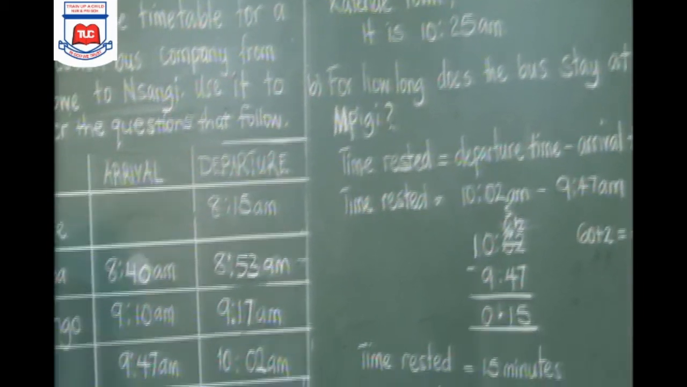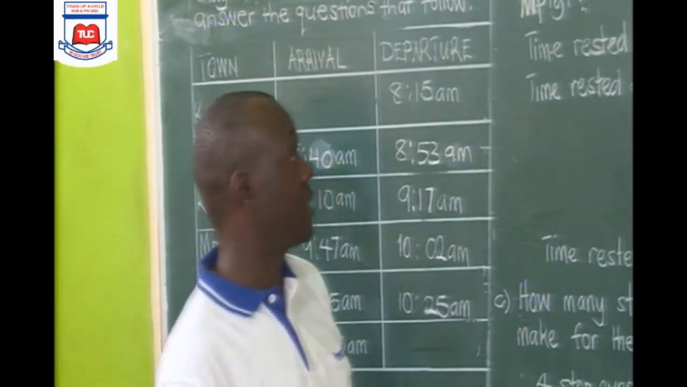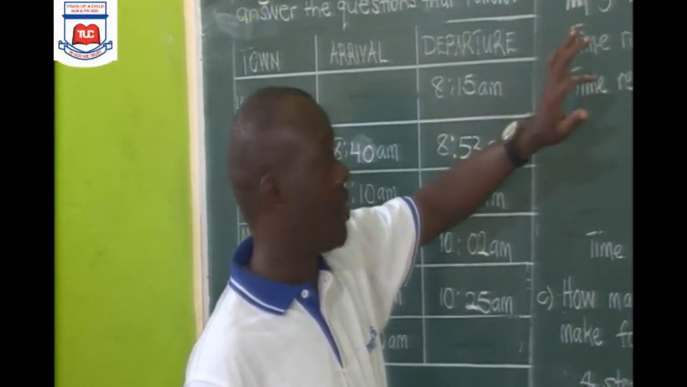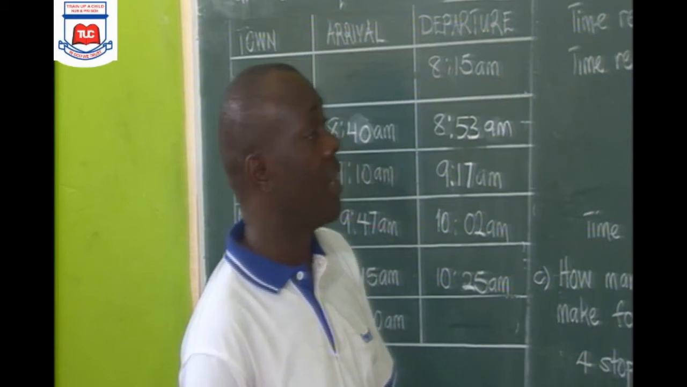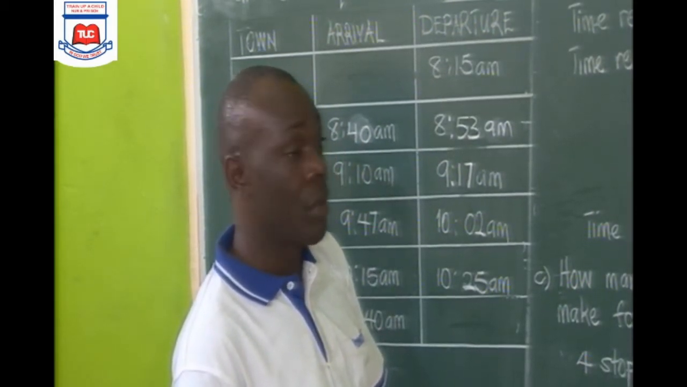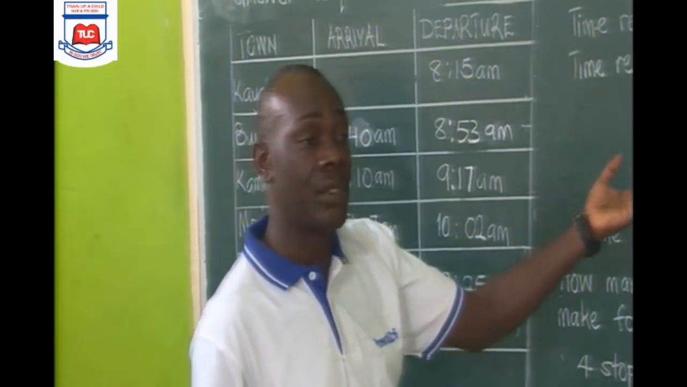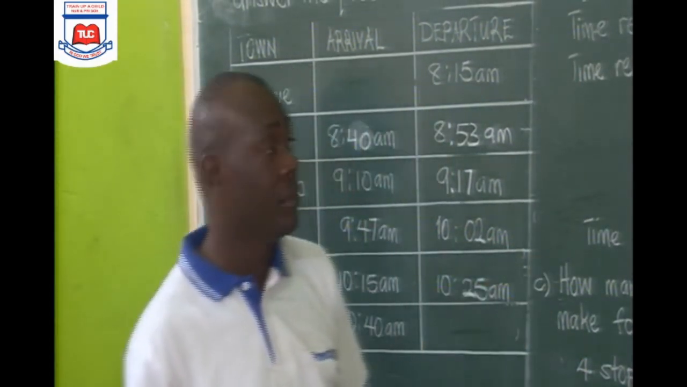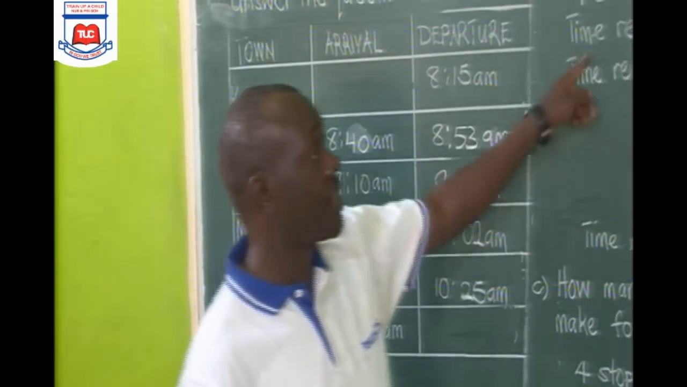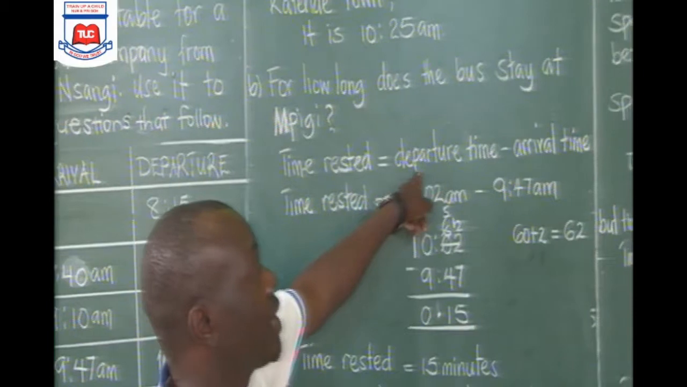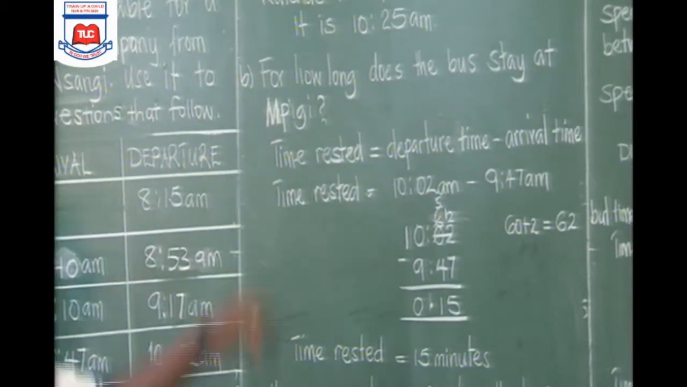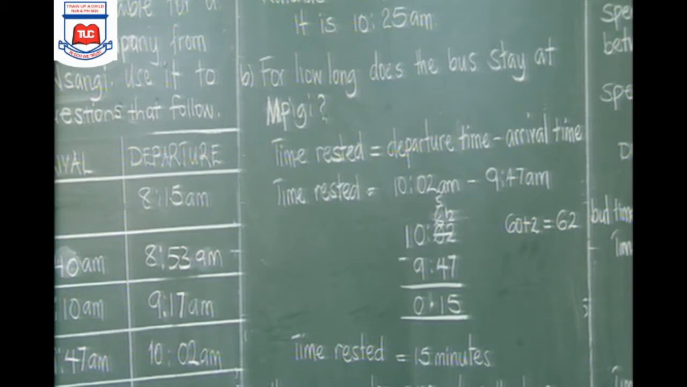In mathematics, the time taken in a place is taken like time rested. And as you know, when one is resting, one is not covering any distance, but time goes. So get the time one decides to leave minus the time when one reached the place. Hence, time rested equals departure time minus arrival time. Look at the place talked about, or the town. It's actually Mpigi.